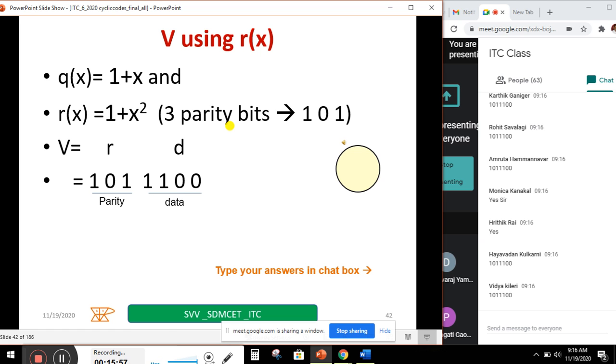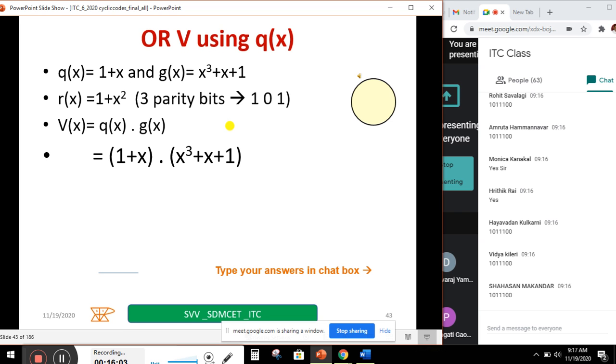The code is 10111100. Now I want you to use Q of x, multiply Q of x into G of x, and get the code. Type that answer in the chat box. Several students got the same answer, 10111100.